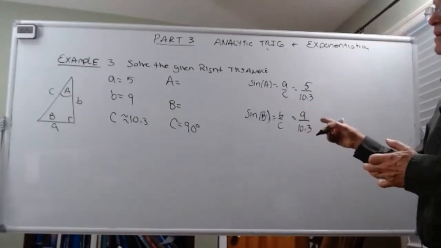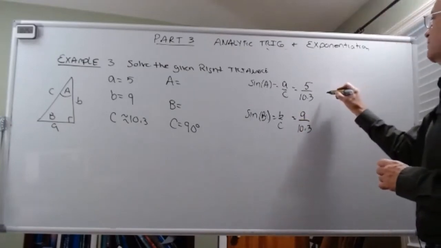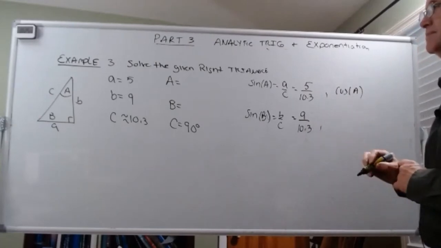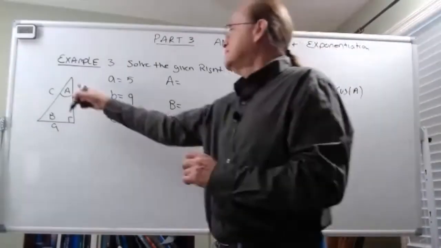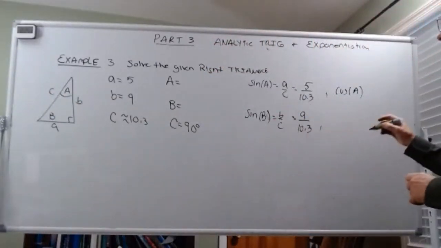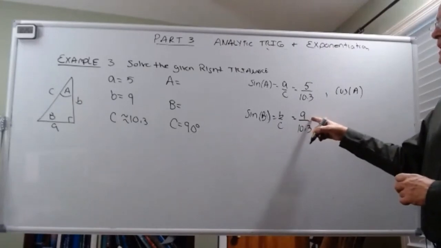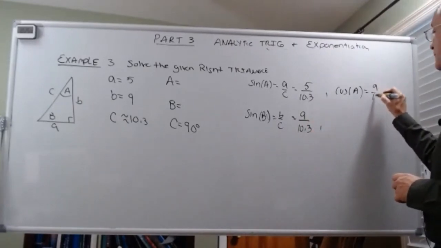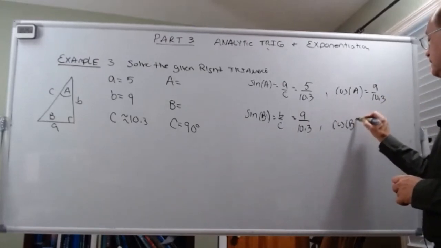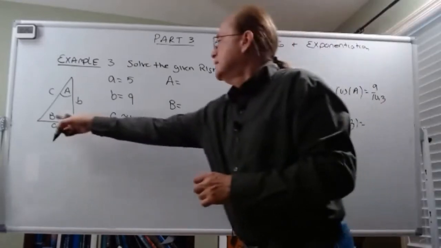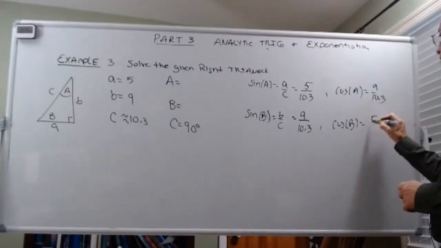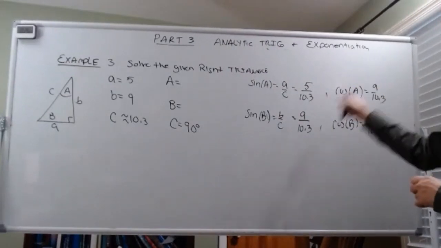I also have the information about the cosine. Let's just show it all here, and then you get to pick and choose. What about the cosine of A? Remember, the cosine of A is the adjacent over your hypotenuse. You can kind of see some connections over here. So it's my adjacent, which is B, over the hypotenuse. And my cosine of angle B is my adjacent over my hypotenuse, and that's the same thing over here. It's 5 over 10.3. Notice the connection here.